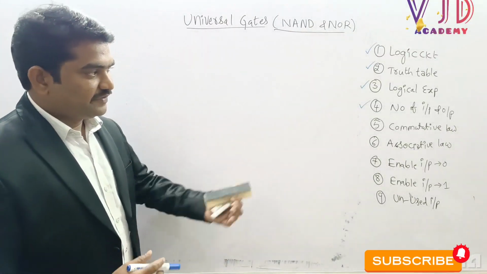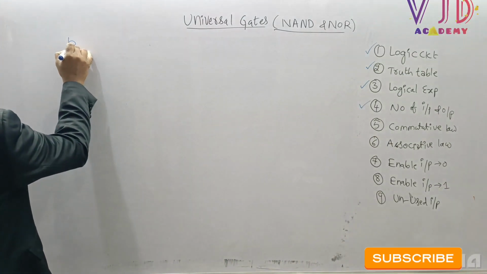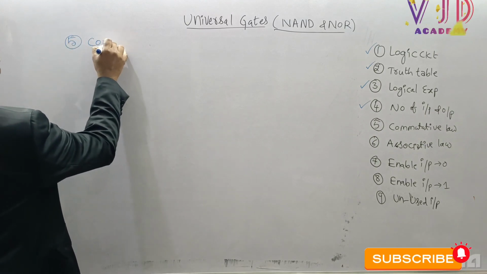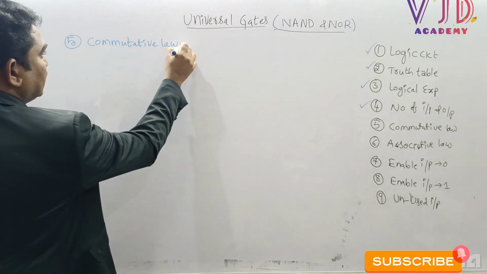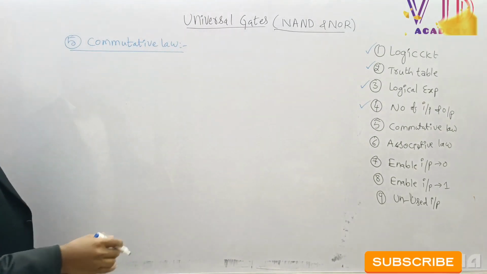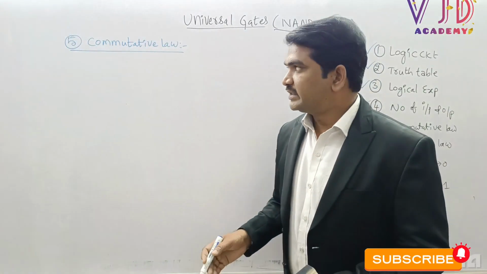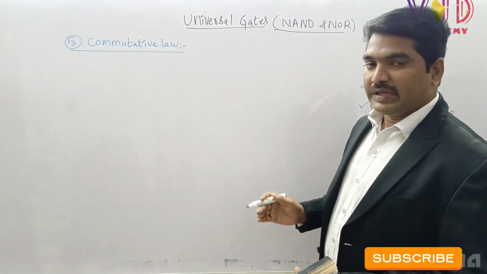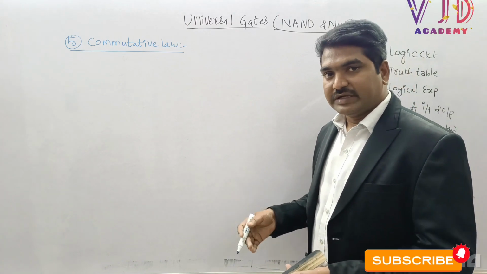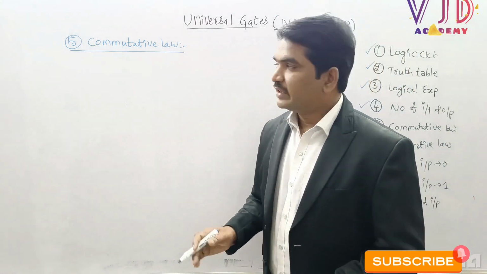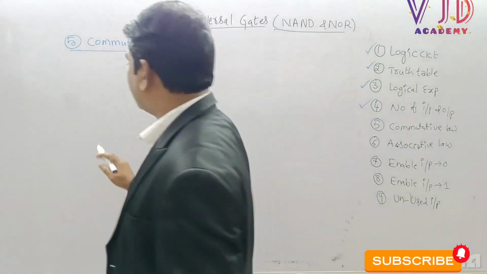Let me take here the fifth condition, commutative. What is commutative? Let us try to understand. Sir, I told you in the previous lecture, when we interchange the available inputs, A to B and B to A, if the output is the same after interchanging the inputs, then we can say that the logic circuit is satisfying commutative law. Let us try to understand.